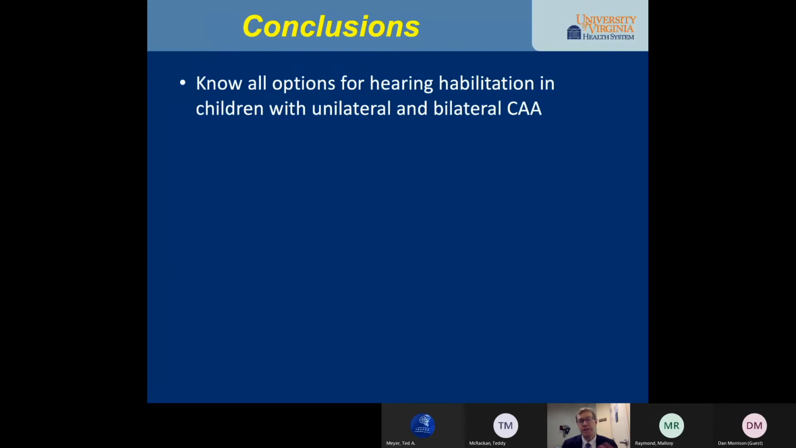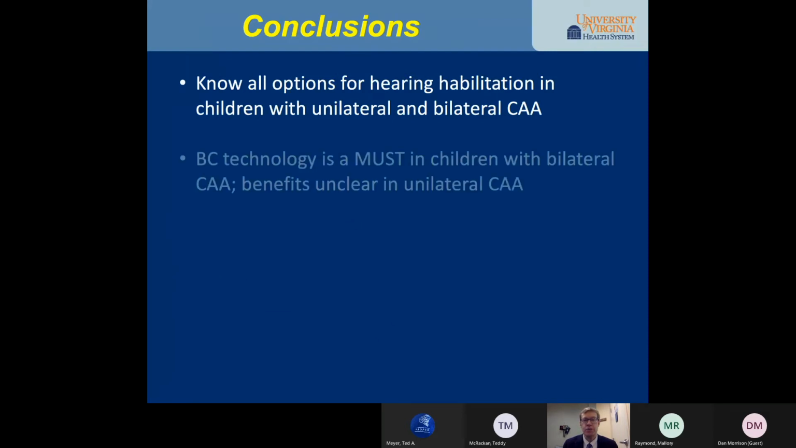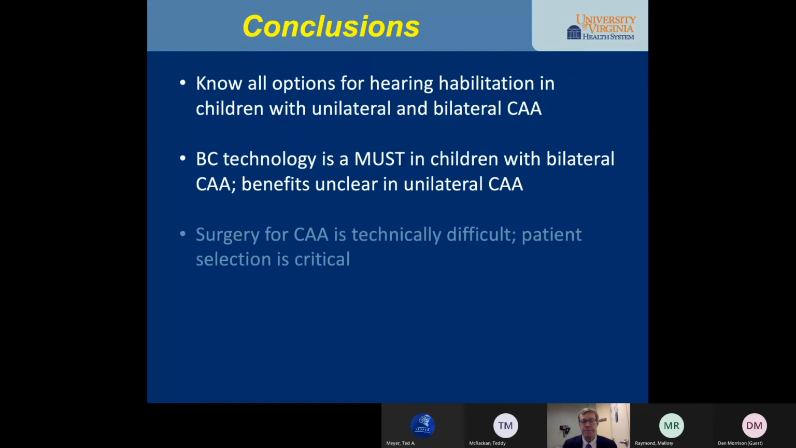It's important for us as neurotologists to know all the options for hearing rehabilitation in children with unilateral and bilateral aural atresia. Bone conducting technology is a must in children with bilateral atresia. The benefits, I think, are still unclear in unilateral atresia. You will hear people who are very dogmatic: you've got to put a bone conducting hearing device on your child with unilateral atresia. I'm not so dogmatic about it.